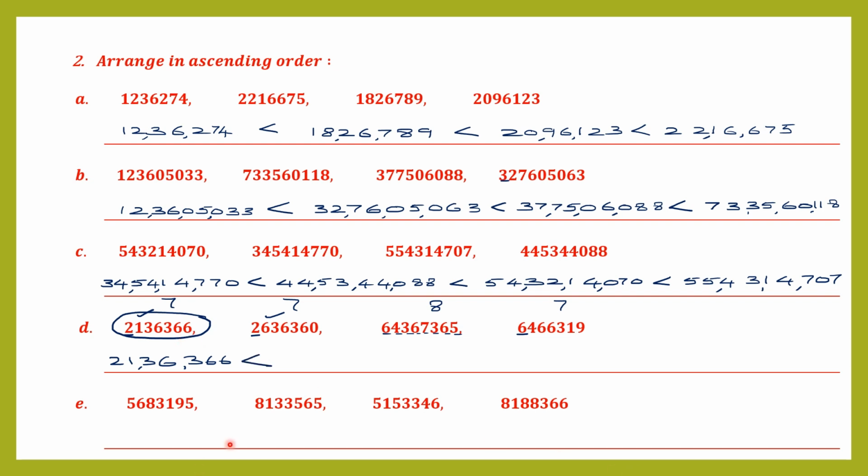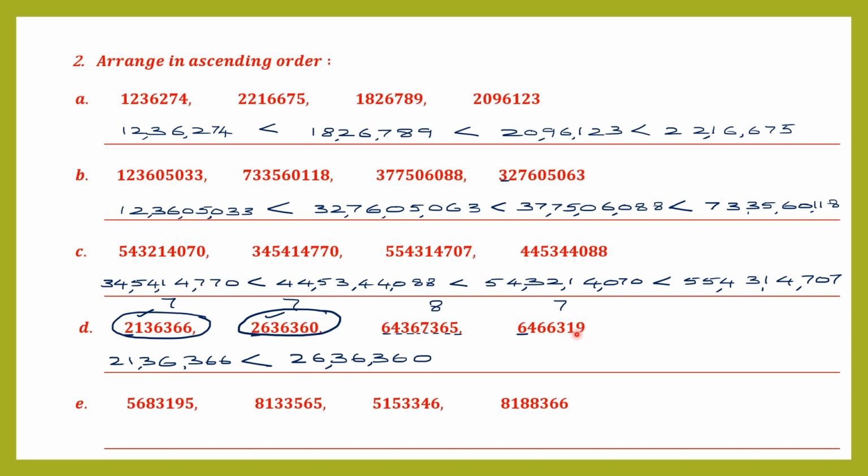Now let's look at the other numbers. Let's look only at the 7-digit numbers. Here we have 2 7-digit numbers. The digit on the extreme left here is 2 and here it is 6. So the number starting with 2 is the smaller one. Let's write that down: 2, 6, 3, 6, 3, 6, 0. Put our commas and now let's read the number: 26 lakh 36,360. So we finished with these two numbers.